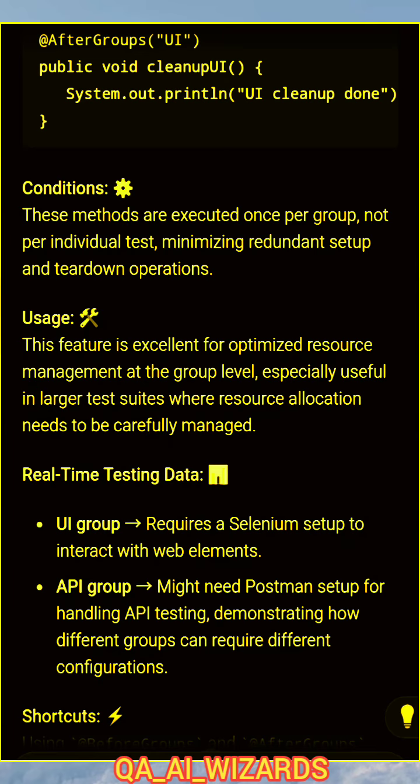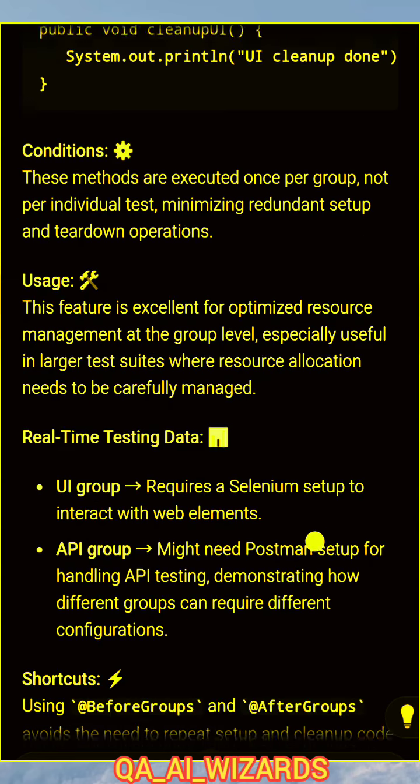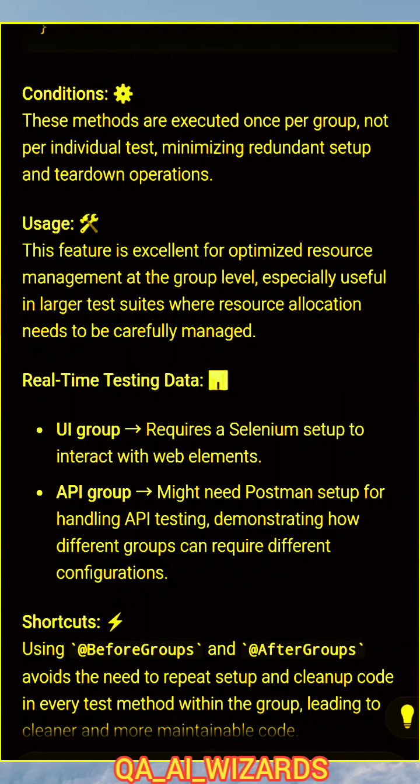So this feature is excellent for optimizing resource management at the group level and especially useful in larger test suites, where resource allocation needs to be carefully managed. And real-time testing data: the UI group requires a Selenium setup to interact with the web elements, and the API group might need a Postman setup for handling the API testing, demonstrating how different groups can require different configurations.